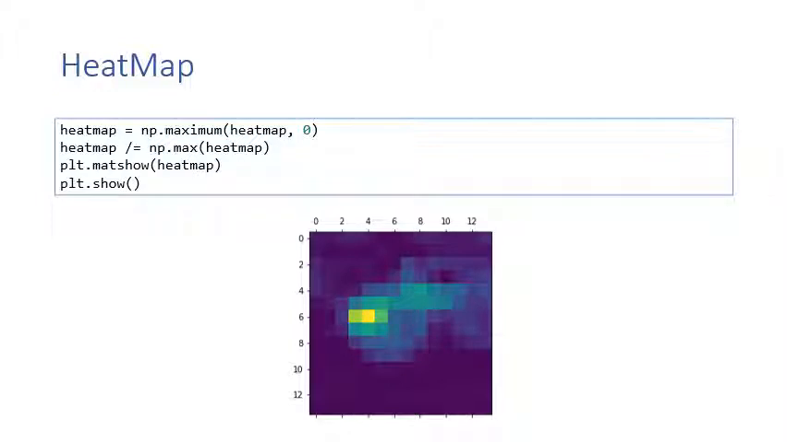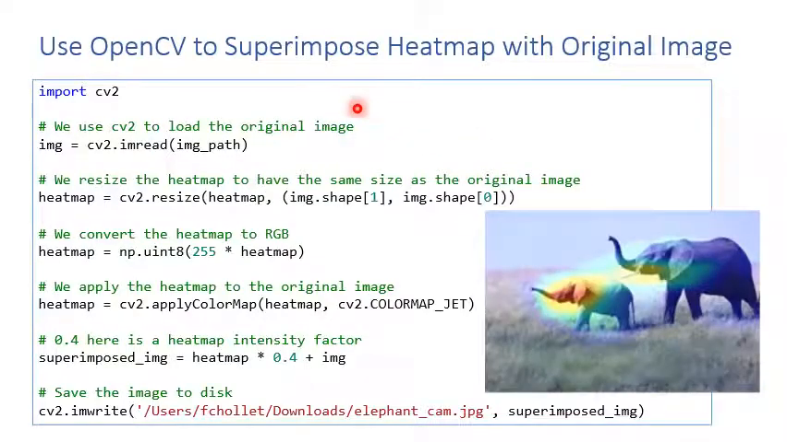So here is the heat map. The heat map says this part of the image activates the output convolution layer, and it's most important. Finally, we can use OpenCV to overlay the heat map with the original image. We first read the original image and then resize the heat map using the width and height of the original image. Then we convert the heat map into RGB pixels.